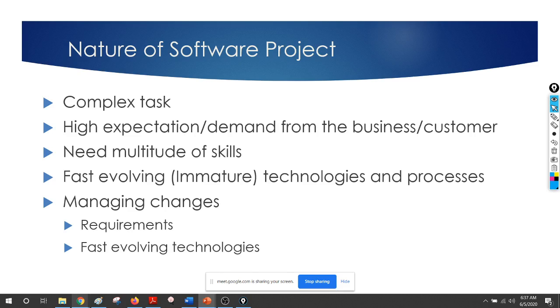You can't say no, we can't do any changes. You are trying to help your customer, right? Therefore, we really need to manage changes. So what are the key features? Complex tasks, high expectation is there. You need a multitude of skills. That is why we need a team, right? It's a fast evolving field. Therefore, we have to work with some immature technologies, right? It's always a high risk thing. You have to manage changes, right?